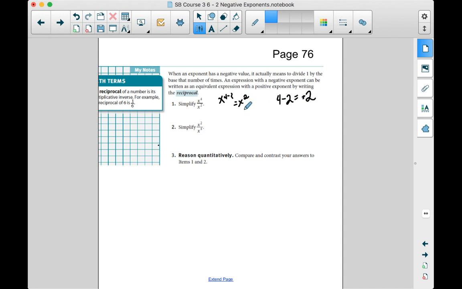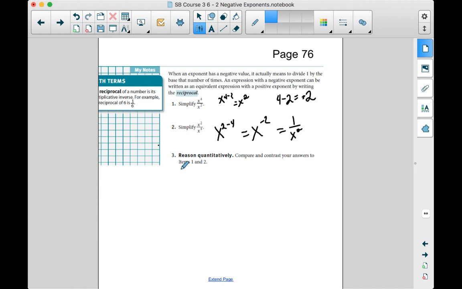So for this one right here, let's compare that one to this one. So x to the power of 2 minus x to the power of 4, because in division you subtract. So this would give you x to the negative 2. So you have x squared and then x to the power of negative 2. The only one that you would need to write as the reciprocal is x to the power of negative 2.